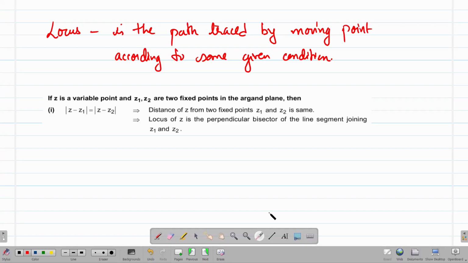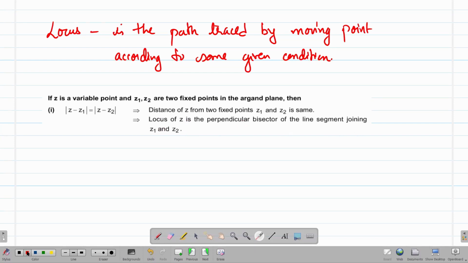Now next. What is locus? Locus is the path traced by a moving point according to some given condition. Here, if Z is a variable point and Z1, Z2 are two fixed points in the Argand plane, and the condition is that mod of Z minus Z1 is equal to mod of Z minus Z2, that is, the distance of Z from the two fixed points Z1 and Z2 is the same, or in other words, the locus of Z is the perpendicular bisector of the line segment joining Z1 and Z2.